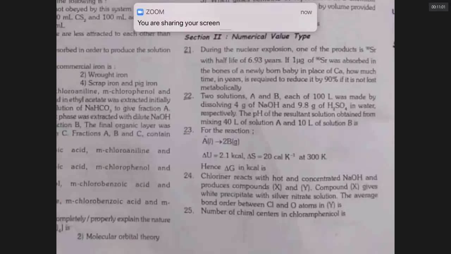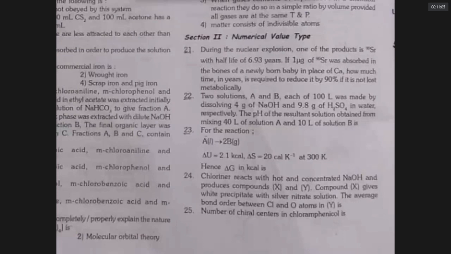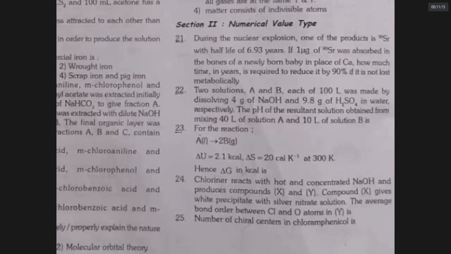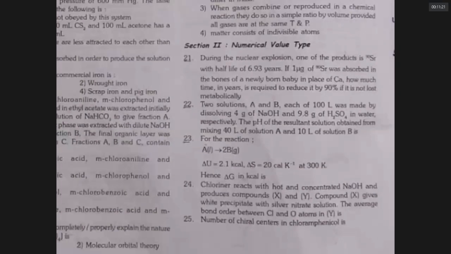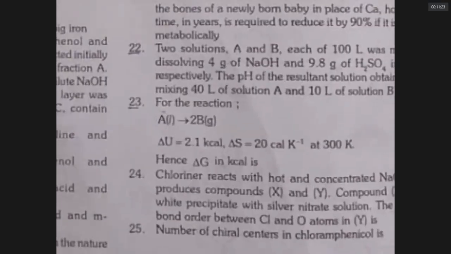So we answered question number 24. Question number 23. For a reaction A gives rise to 2B, delta U internal energy change is 2.1 kilocalories, delta S is 20 calories at 300 K. Hence, delta G in kilocalories is.